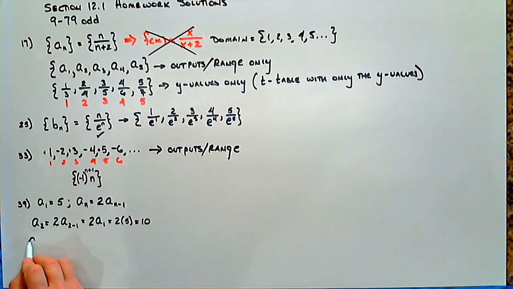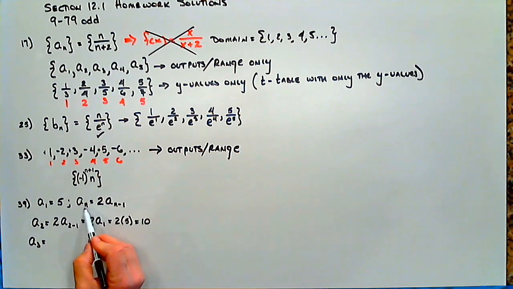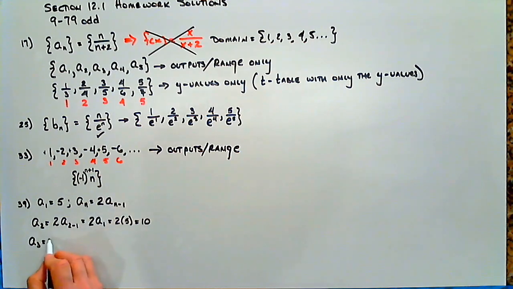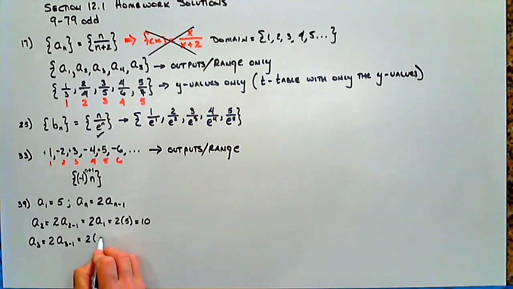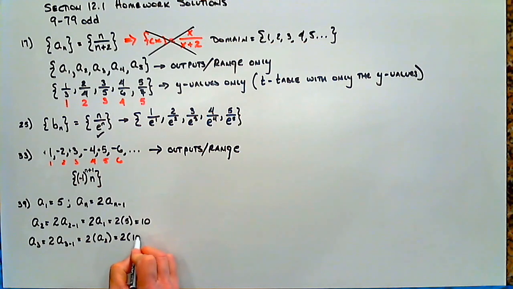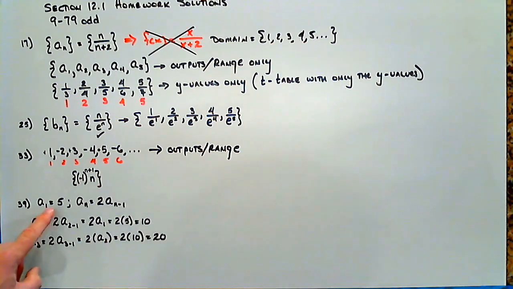So to go find a sub 3, n is 3. It's going to be 2 times a sub 3 minus 1. We can simplify that. That's 2 times a sub 2. 3 minus 1, 2. But we know a sub 2. That's 2 times 10. That's going to be 20. So our first term is 5. Our next term is 10. Our next term is 20.